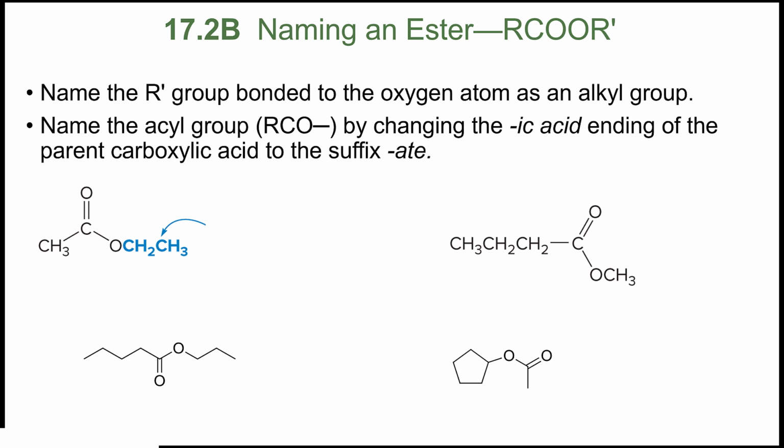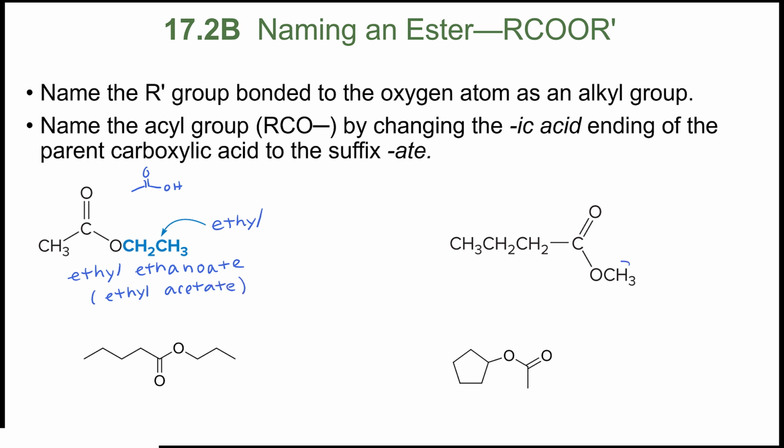When we name esters, the R prime group bonded to the oxygen atom is treated as an alkyl group. For the ester side, we drop the ic acid ending from the carboxylic acid parent and then use the suffix -ate instead. For a CH2CH3, that's 2 carbons, so this is an ethyl group. This would be ethanoic acid, so I drop the ic acid part, so it's ethanoate. This one can also be called ethyl acetate.